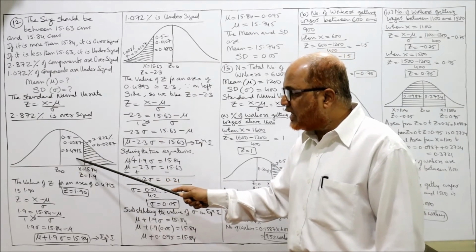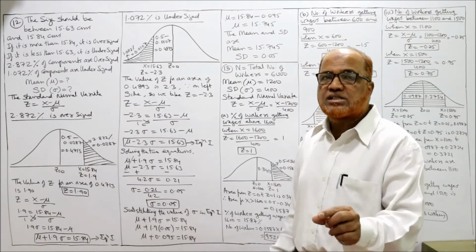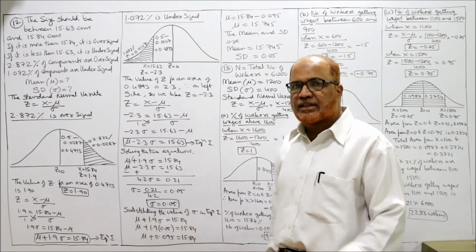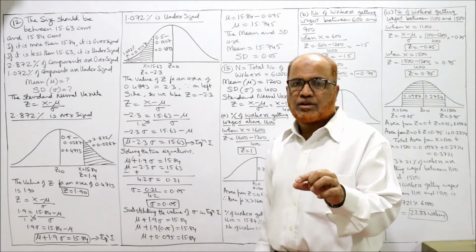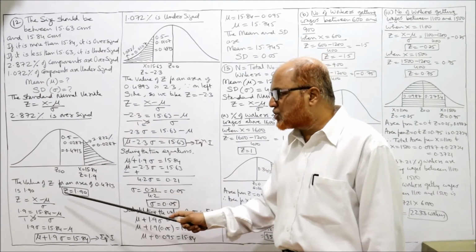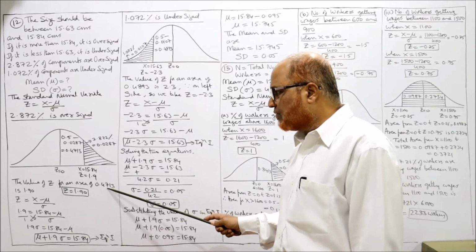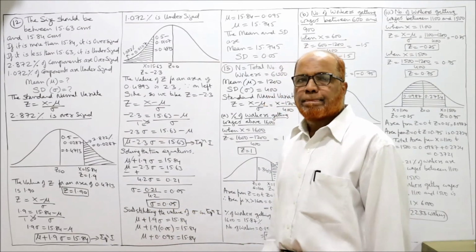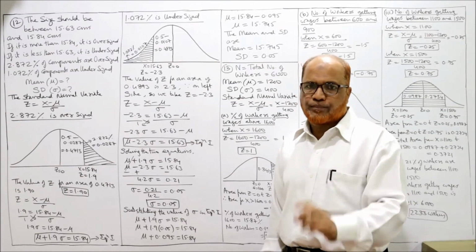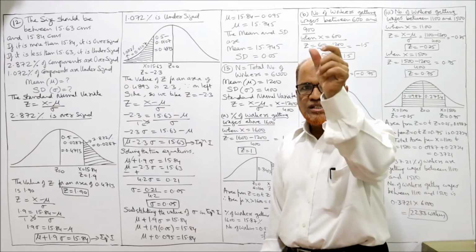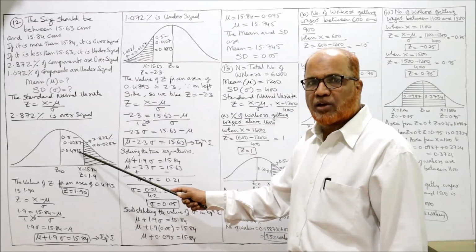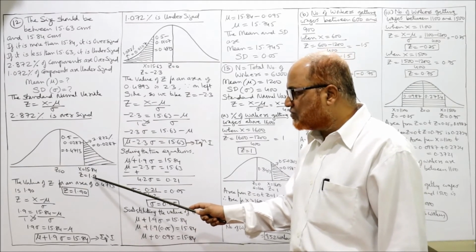Now for this area 0.4713, what is the value of Z? We have to refer to the table. In the body of the table, you have to search in which row and in which column we get 0.4713. If you search the value of Z for an area of 0.4713, you will get 1.9, that is 1.90. In the 1.9 row and the 0 column you will get the area 0.4713. So the Z value is 1.9.